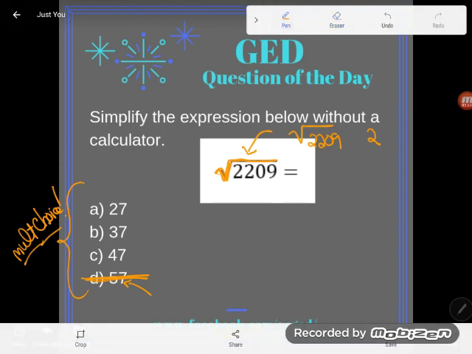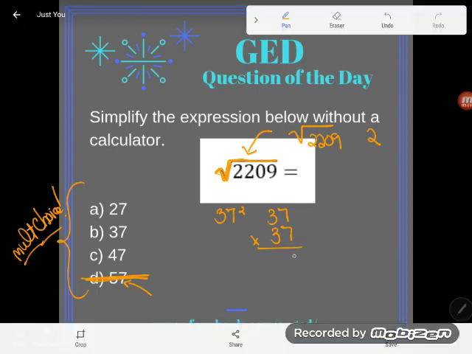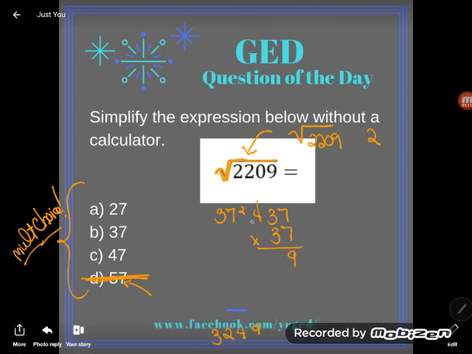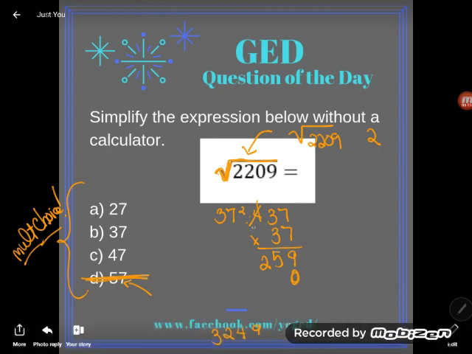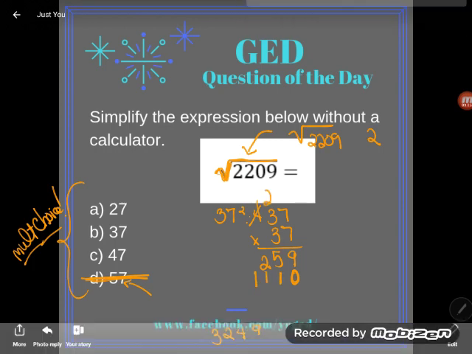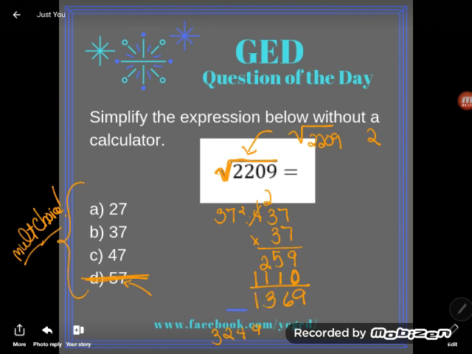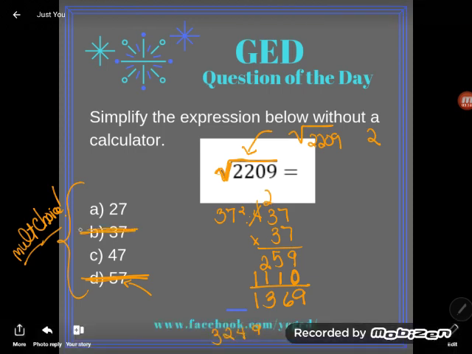Let's try another one. That one was way too large, so why don't we try 37? So I'm going to square 37, meaning I'm going to multiply 37 by itself to see if it really does give me 2,209. Let's try. 7 times 7 is 49. And this 3 is really not a 3, it's really a 30, so I'm going to put that 0 there as a placeholder. Now 3 times 7 is 21. I get 1,369. And I can see this time my answer was too small. I got something smaller than 2,209. 37 is too small.